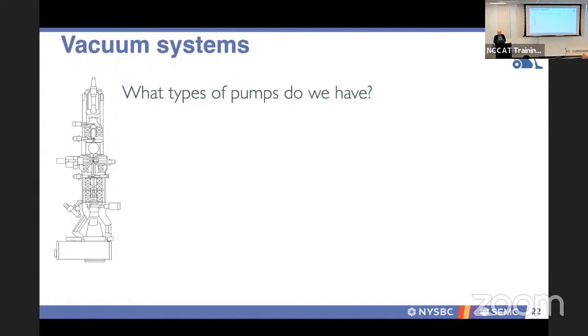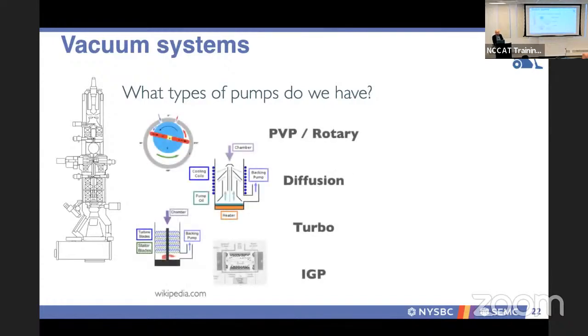So how do we maintain that vacuum? We have several sets of pumps. The pre-vacuum pump, like a rotary pump, is a standard pump that we use. Sometimes that's backing an oil diffusion pump, and then we have turbos, and that could be backing an ion getter pump. An ion getter pump is basically a box with getter material. You send a few thousand volts to it, and any ions will just be slammed against the wall.